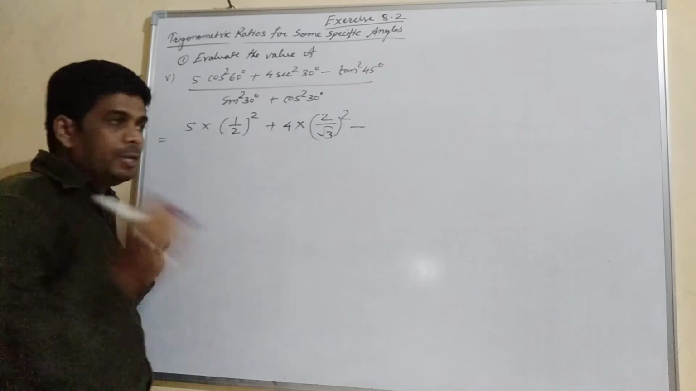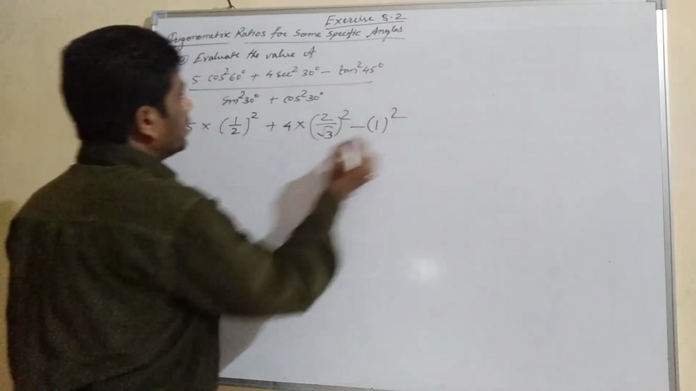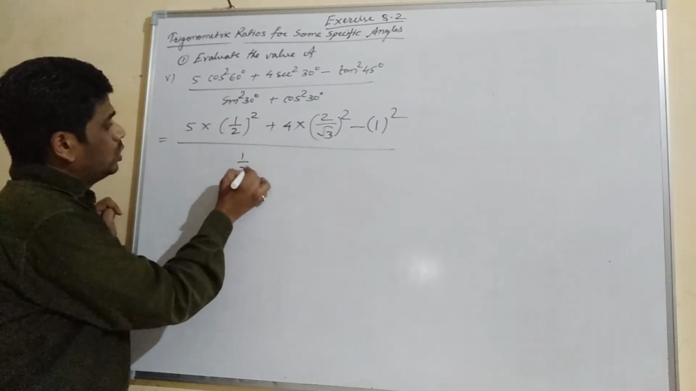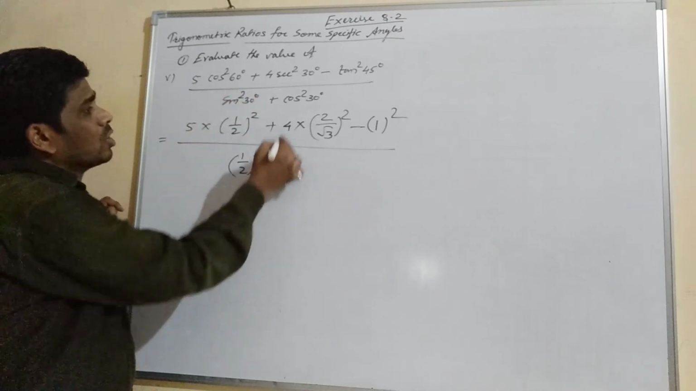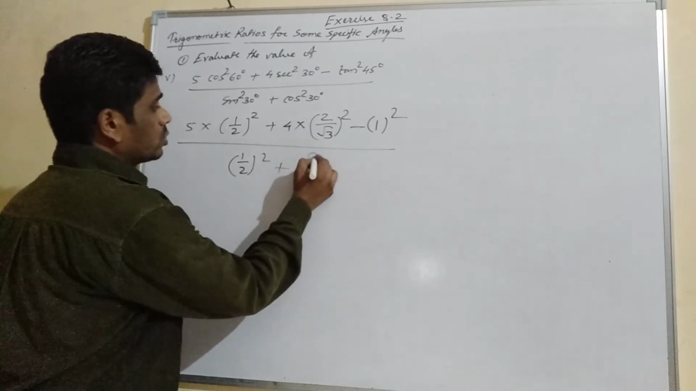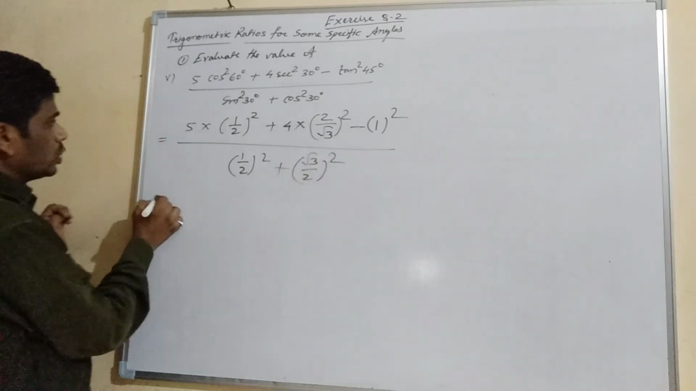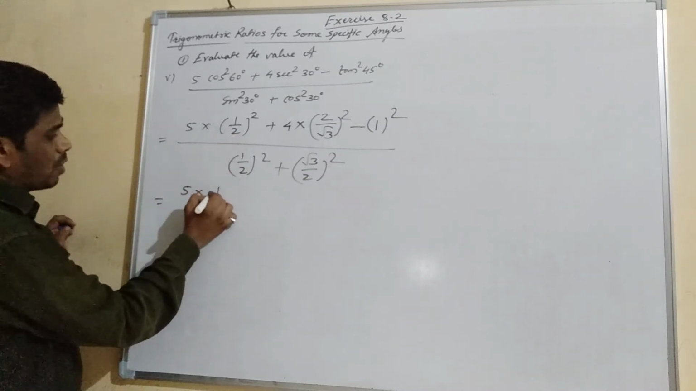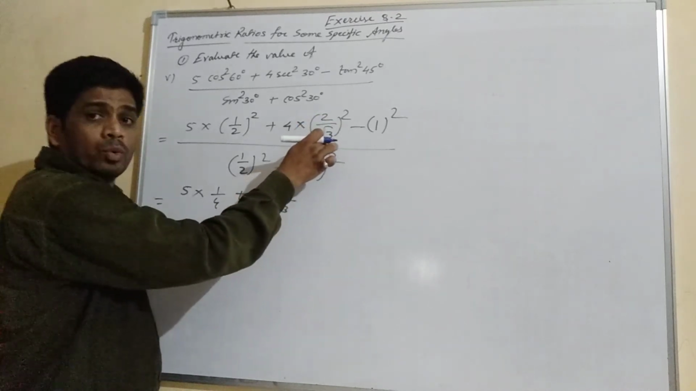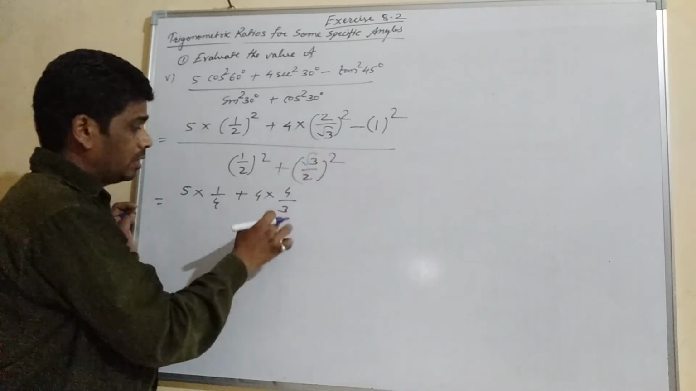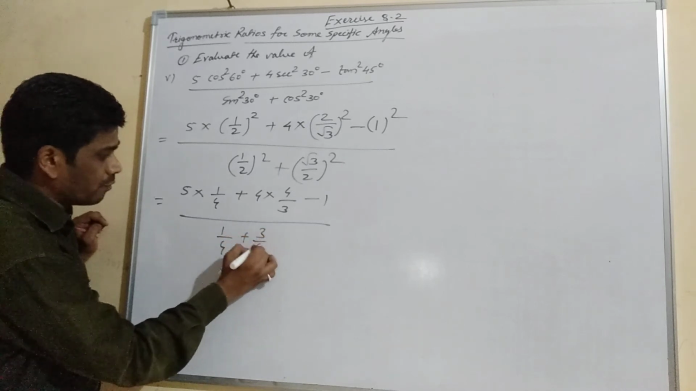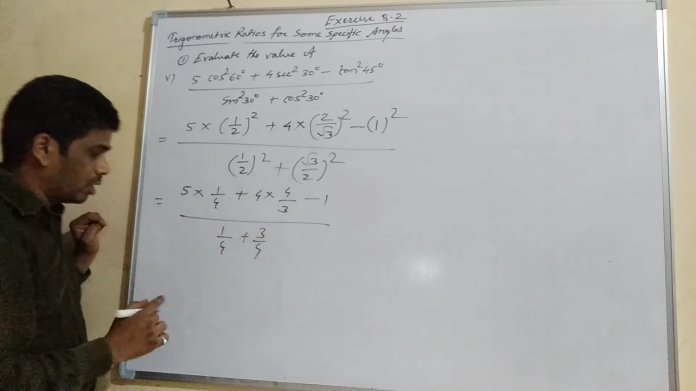Minus tan 45 means 1. And it is square, so we write square. Upon, this is sin 30 is equal to 1 upon 2 whole square because it is square. Plus cos 30 will be root 3 upon 2 because it is equal to sin 60. So root 3 upon 2 this square. So you will get here 5 into 1 upon 4 plus 4 into 2 2s are 4 upon 3, because square of root 3 will be 3, minus 1 upon, we will get here 1 upon 4 plus 3 upon 4. So it will be 4 upon 4 means it will be 1.